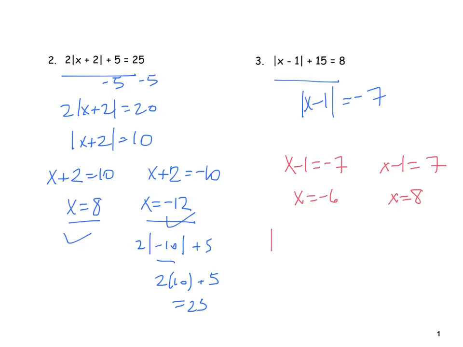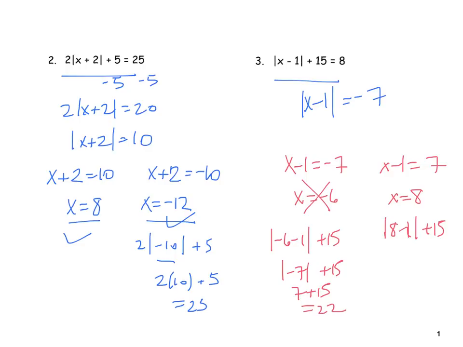If I plug in negative 6, I get the absolute value of negative 7, which is 7, plus 15, which is 22, which is not 8 up here. So that doesn't work. When I plug in 8, I get the absolute value of 7, which is 7. I get 22 again, which is not 8, so that doesn't work.